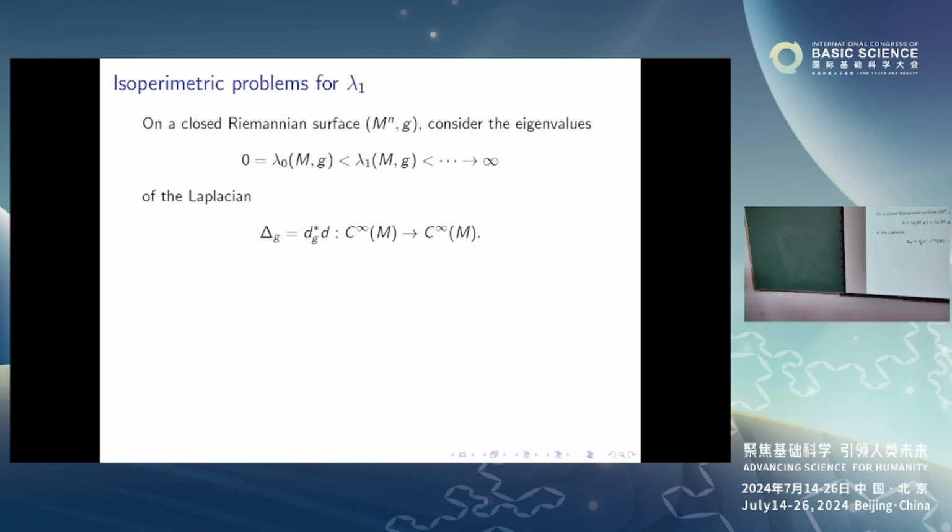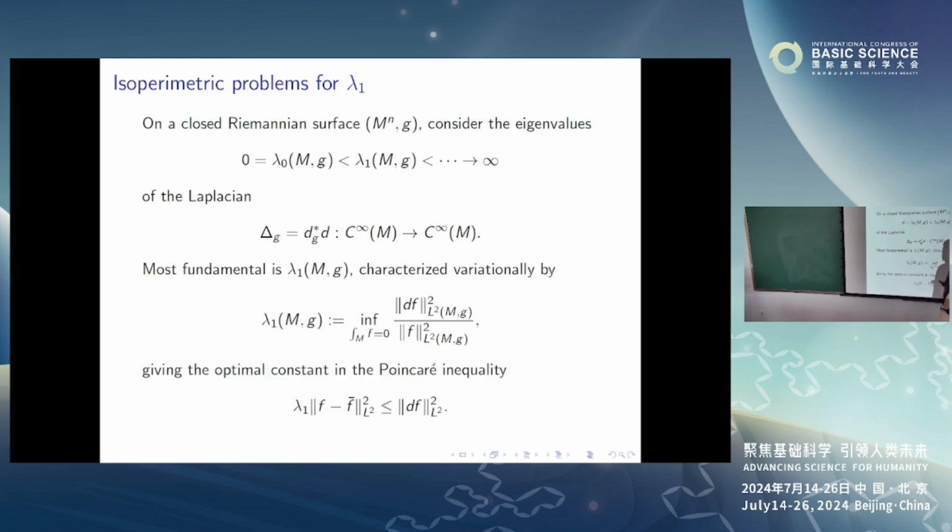So on a closed Riemannian surface, let's consider the eigenvalues of the Laplacian, where in my convention, lambda 1 is the first non-zero eigenvalue. And I'm also using my positive Laplacian convention. Okay, that's maybe a political statement, but I'll stand by it. Lambda 1, as we learned in Henrot's talk yesterday, is characterized variationally as the infimum of this Rayleigh quotient among functions of zero average, right? So in other words, lambda 1 is giving us the optimal constant in this Poincare inequality. Okay, so if our manifold had boundary, this would be the first Neumann eigenvalue.